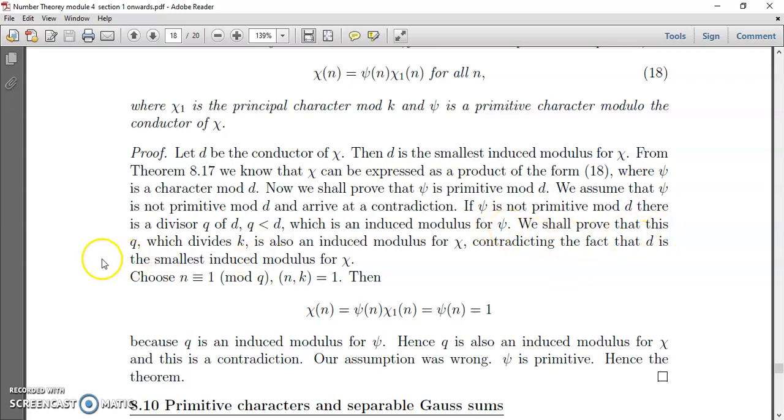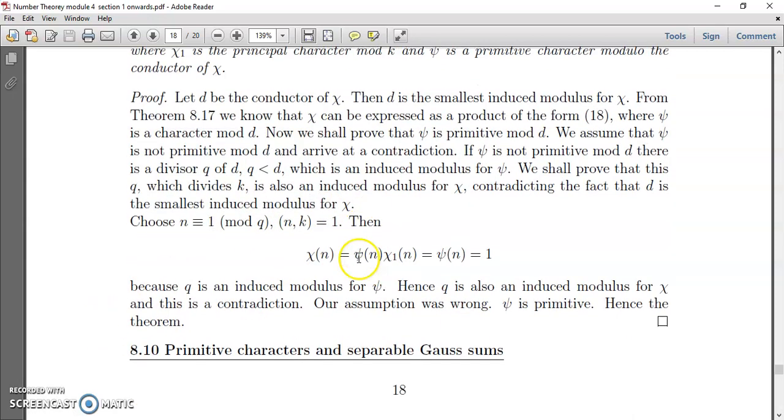Now we shall prove that this q, which divides k, is also an induced modulus for chi. We have assumed that D is the smallest induced modulo for chi, so we are going to contradict that: D is not the smallest induced modulo if psi is not primitive. That is our plan. So we assume that psi is not primitive modulo D, and there is a divisor q of D which is an induced modulo for psi. We shall prove that q, which divides k, is also an induced modulo for chi, contradicting the fact that D is the smallest induced modulo for chi.